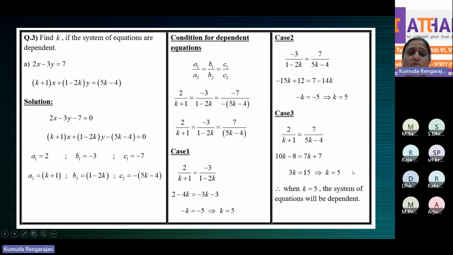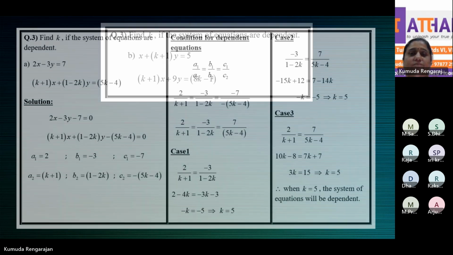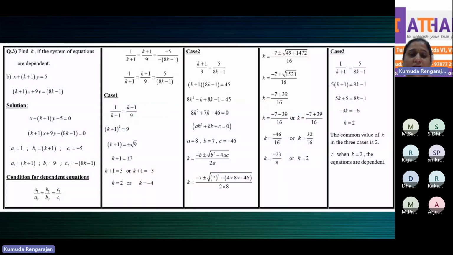So that's what it is. You should work at least 2 cases and take the common solution. Again, dependent. Have a look at this, children. I have another class after this, I need to send the message to them. Please have a look at this answer.